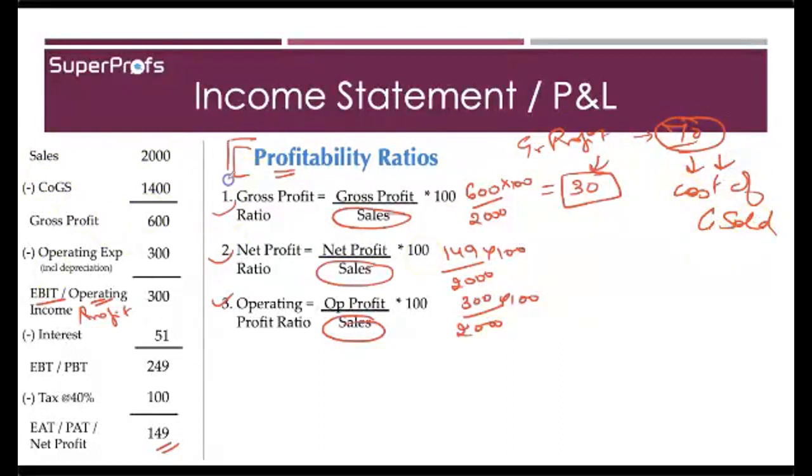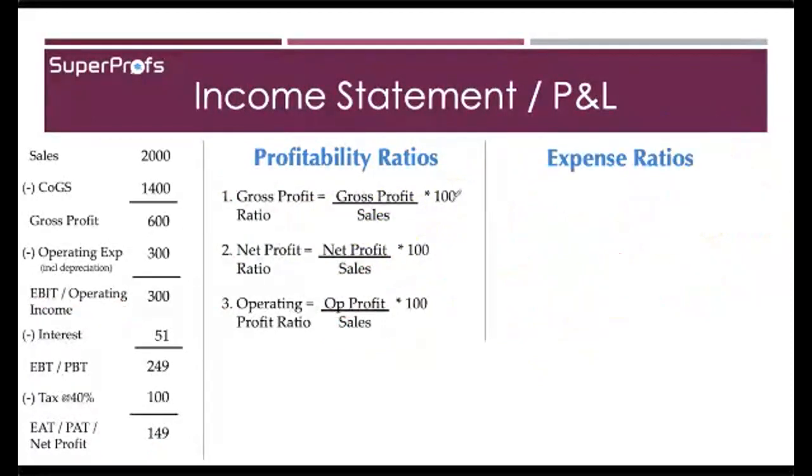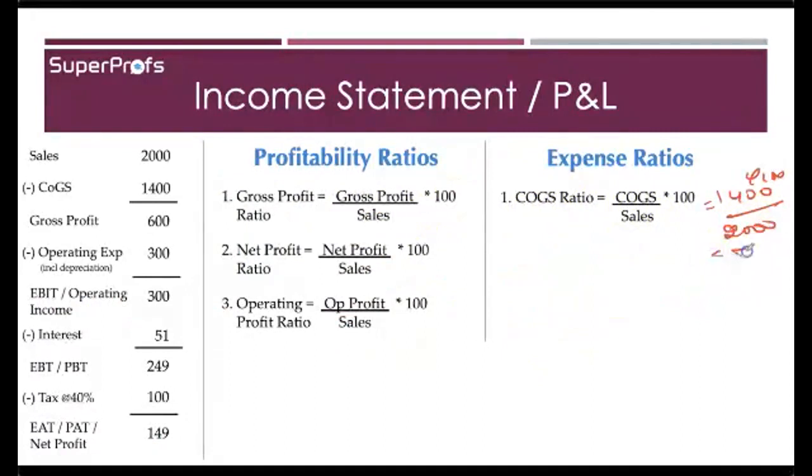So this is one view. This is the profitability ratio. Similarly, if you calculate the expenses, let's say 70, that is the cost of goods sold upon sales, that will give you one of the expense ratios. So the very first is the cost of goods sold ratio, which is cost of goods sold, 1400, upon sales, 2000, into 100. So this will come out to 70. So these both correspond to each other. One is the expenses, the other one is gross profit.